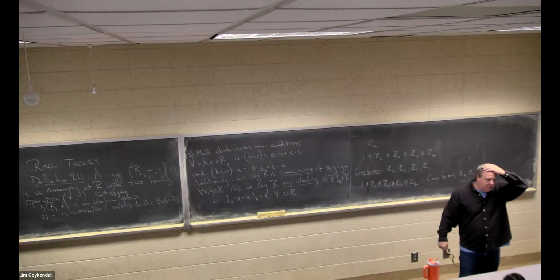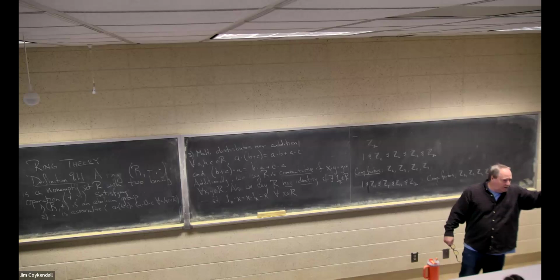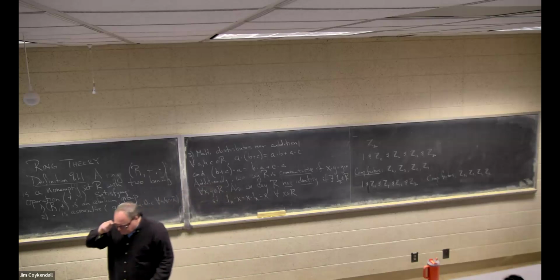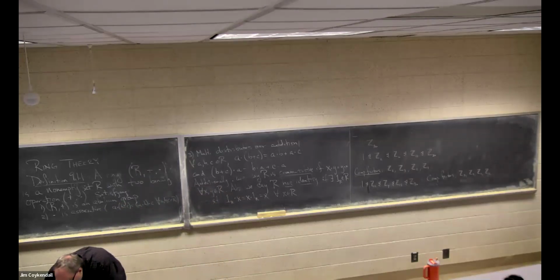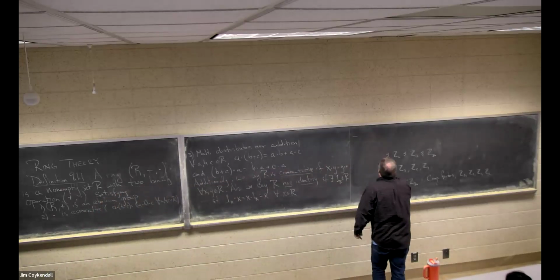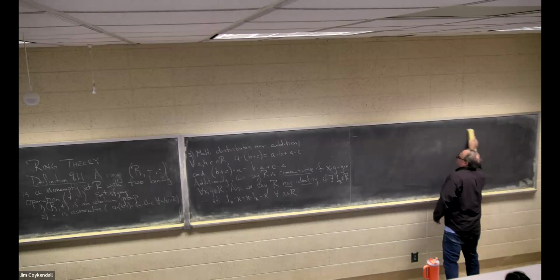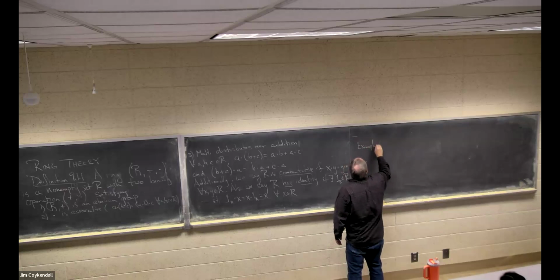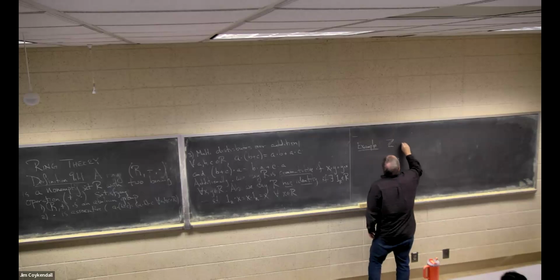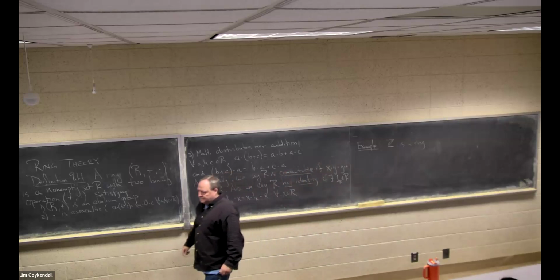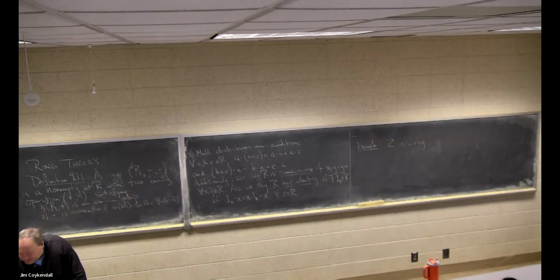Of course, the addition is an abelian group, so the additive order doesn't matter, but if that's also true for multiplication, we say it's commutative. So let's look at an example or two. Example: Z is a ring, with the standard addition and multiplication as the operations.